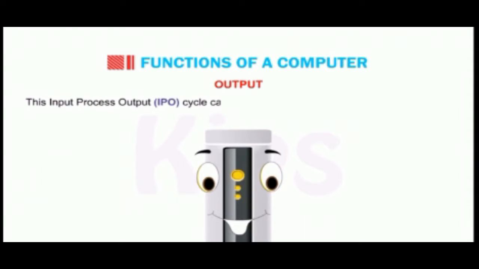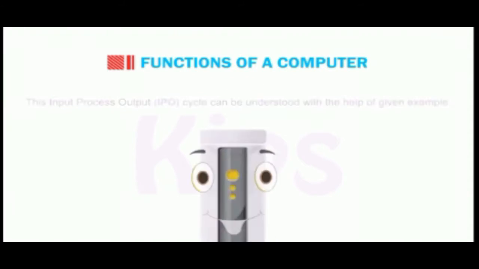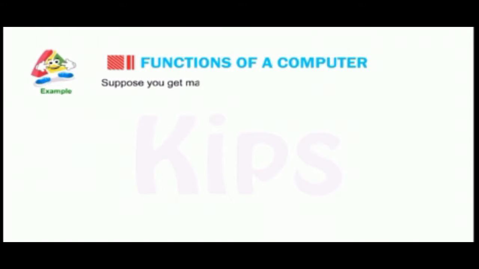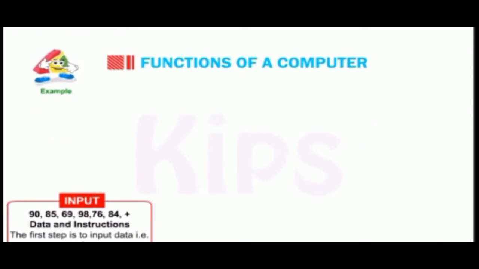This input process output cycle can be understood with the help of an example. Suppose you want to calculate the total marks of different subjects on a computer. See how the processing takes place in a computer. The first step is to input data and instruction, that is marks and plus symbol. 90, 85, 69, 98, 76, 84 and plus symbol.